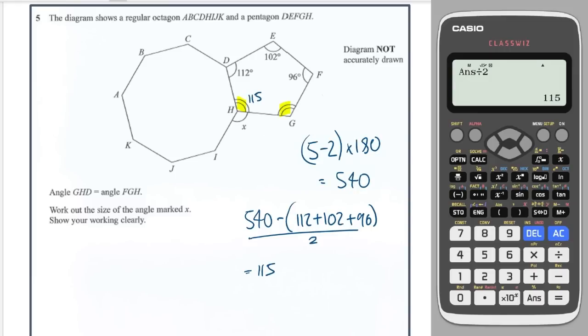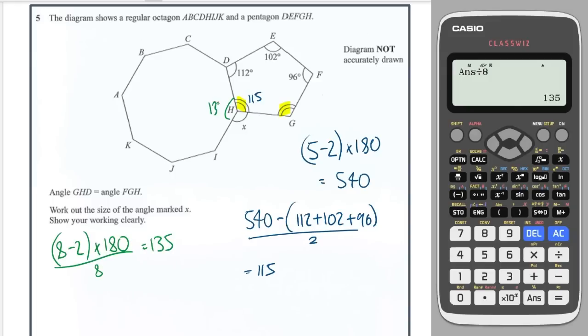Okay, what's this angle here? This green one? Well, this is part of an octagon. So an octagon has 8 sides, so 8 minus 2 times 180. So 8 minus 2 is 6 times by 180. That's the total angles inside an octagon, and it's a regular octagon, so all the angles are the same, so I can divide by the number of angles, which is 8, and I get 135.